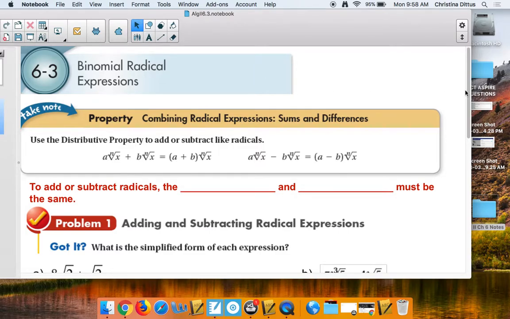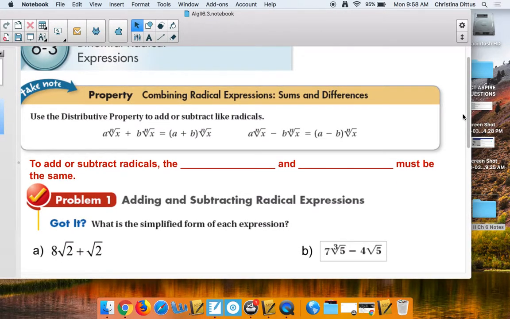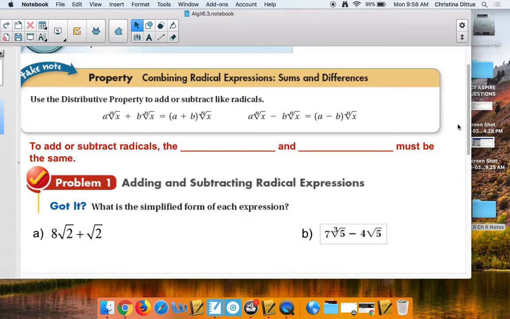Okay. So today we're talking about adding and subtracting radicals: sums, adding, and differences, subtracting.